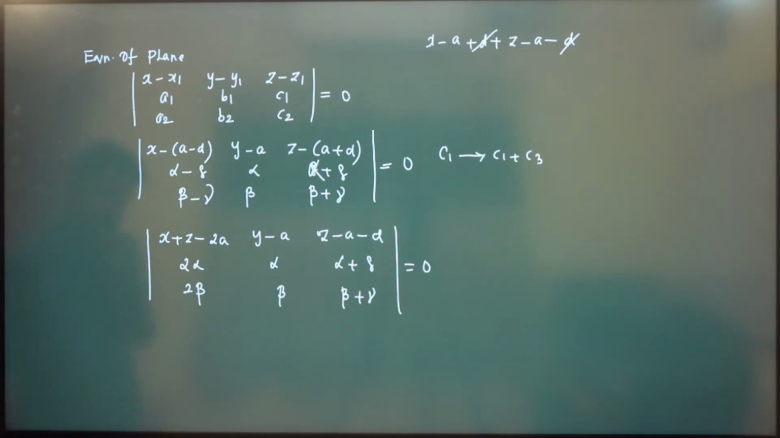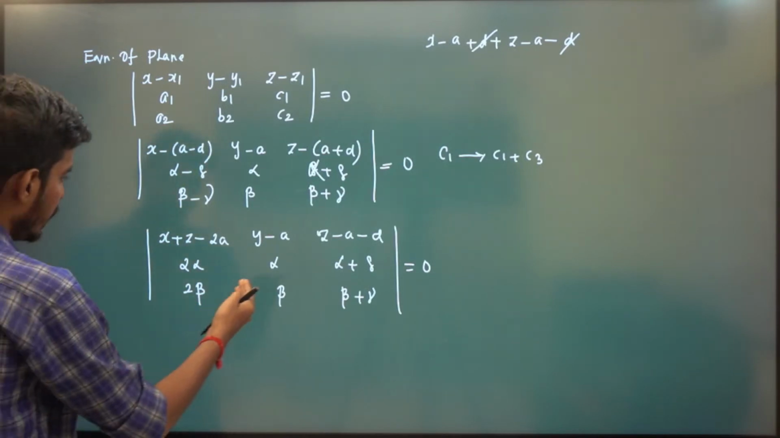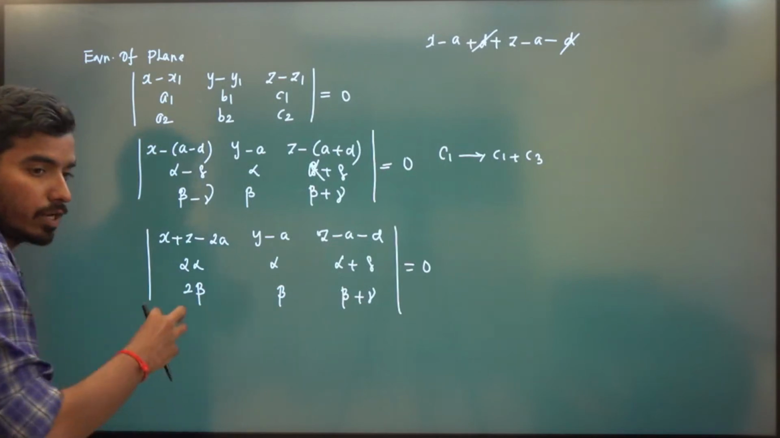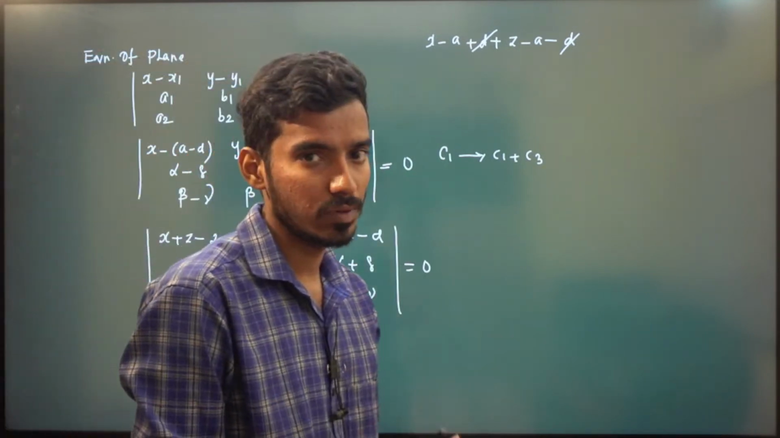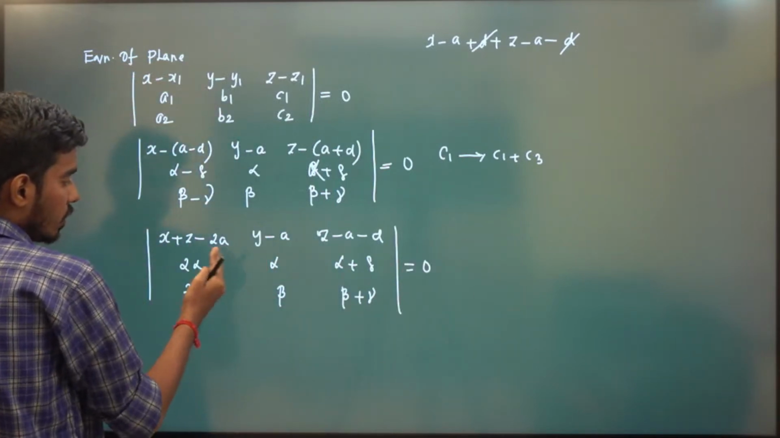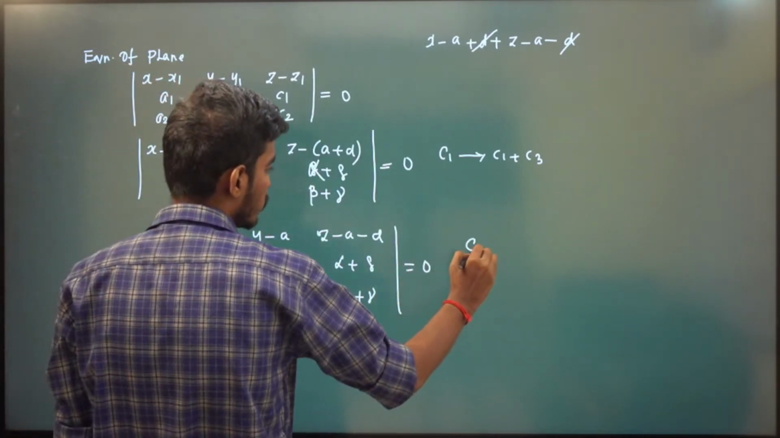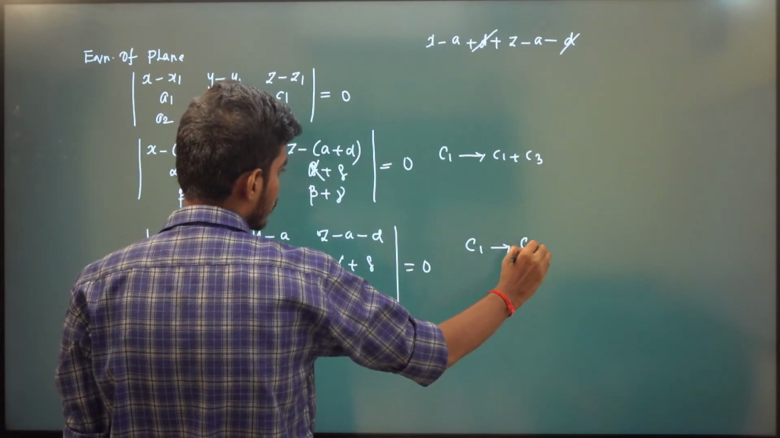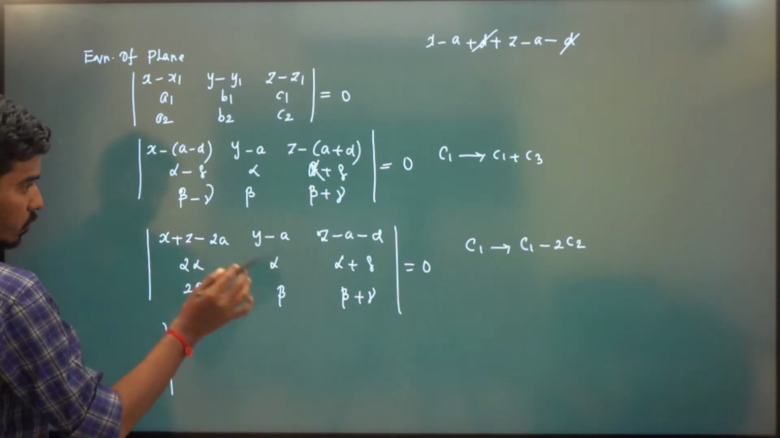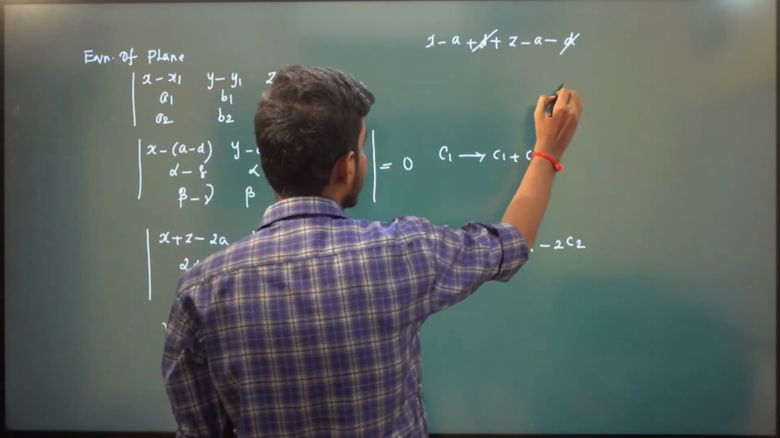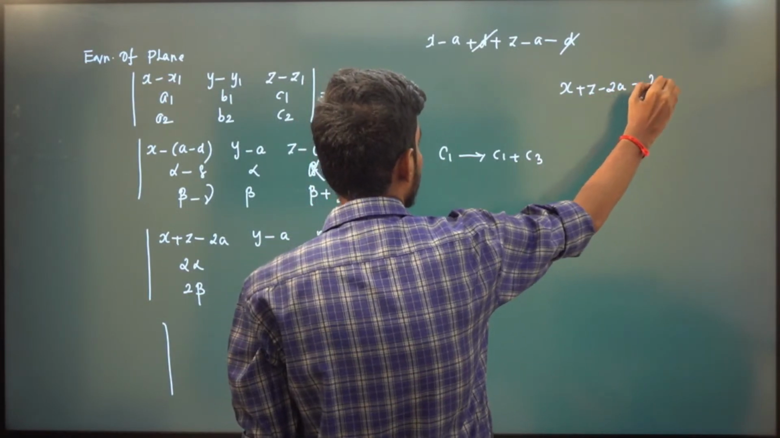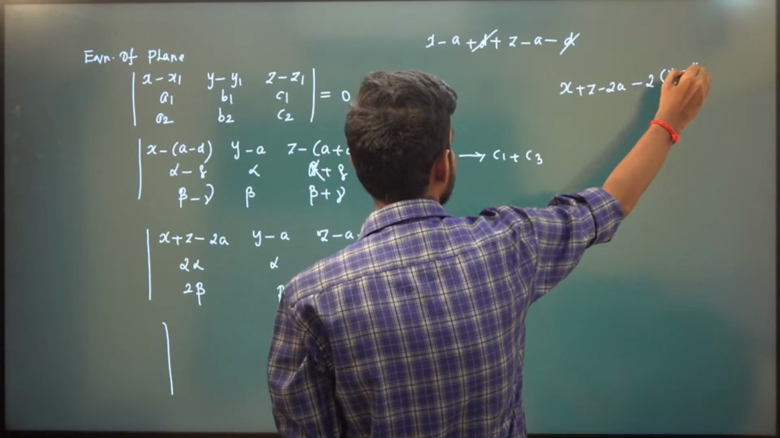Now here we have, okay, let us multiply 2 to this column and subtract these two. See, if you are expanding a determinant, if some terms are 0, it is very easy to calculate, right? So what we will do is, let us multiply 2 to this column and subtract this from the first column. So C1 is equal to C1 minus 2C2, right? So already C1 is x plus z minus 2a, minus 2 times C2. So C2 is y minus a.